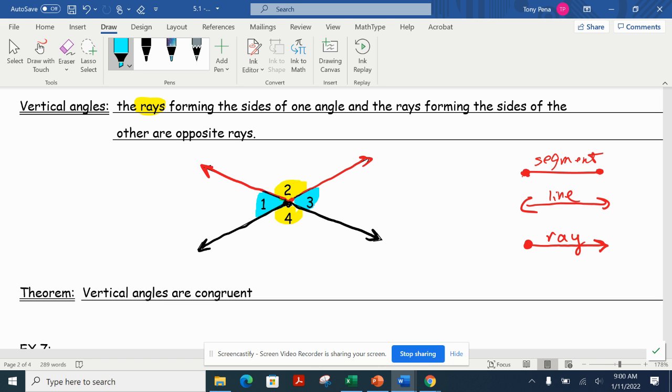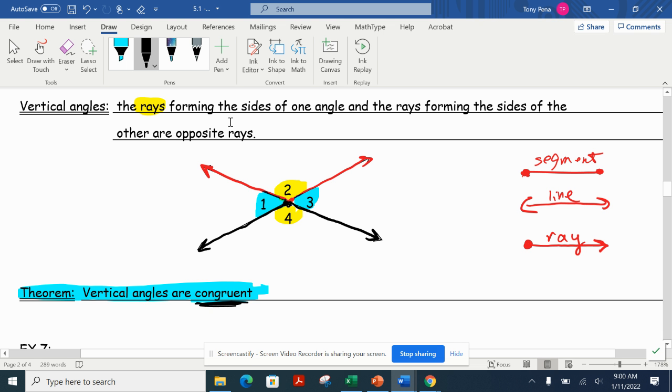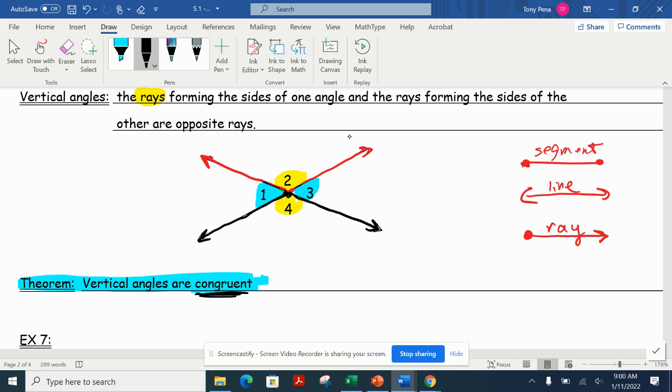The theorem that's attached to these is pretty simple. Vertical angles are always congruent. Congruent is another thing that I think you were introduced to last year. Congruent is this little symbol. You basically have an equal sign with a little squiggly over the top. What that means is they have the same degree measure.